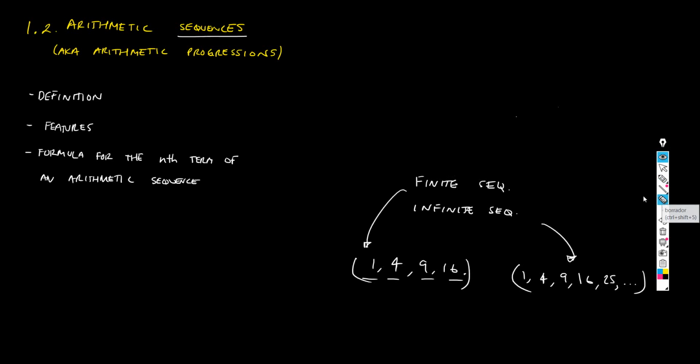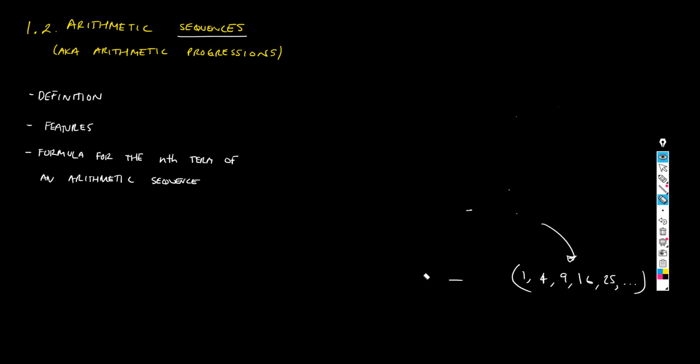Okay, so now we know what a sequence is. It's just a list of numbers, each of which has its own place in the sequence. And they can be either finite or infinite in regards to the number of terms that they have. Okay, now that's a sequence, guys. That's just a sequence. Now, what is an arithmetic sequence?